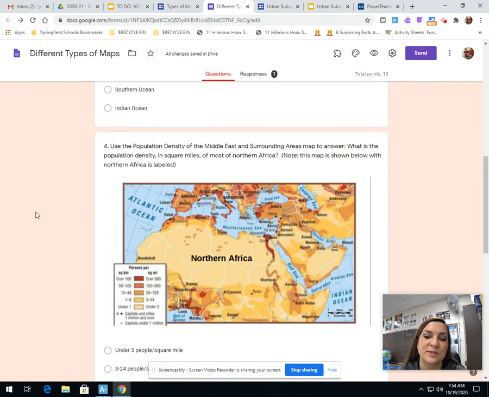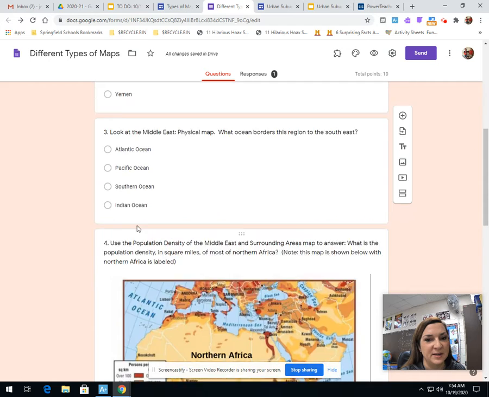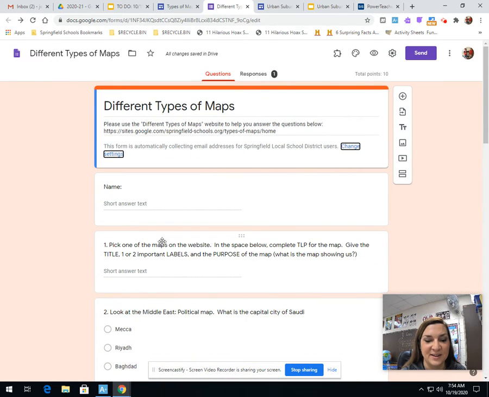The rest of this form is multiple choice. So you'll be able to see a partial grade once you submit it, but keep in mind that I have to grade the first one. The computer doesn't grade that.